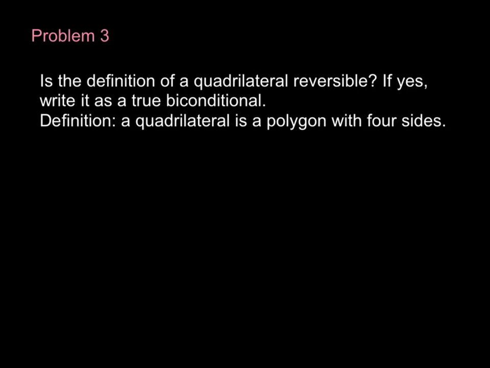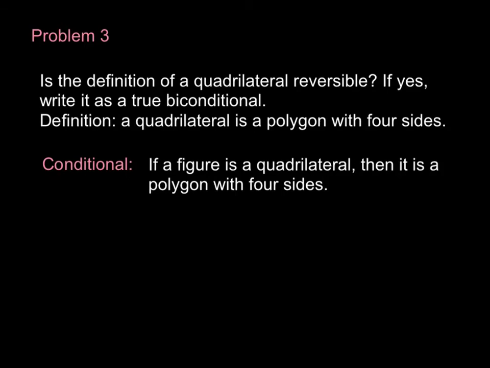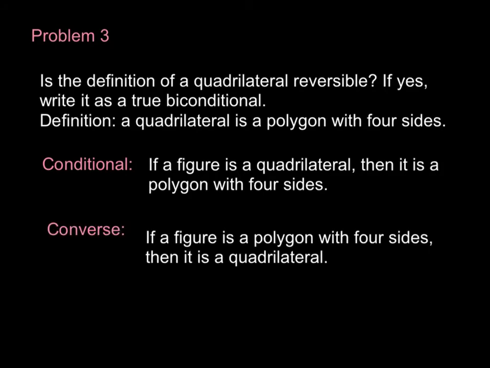Here's problem 3. Is the definition of a quadrilateral reversible? If yes, write it as a true biconditional. Here's your definition. A quadrilateral is a polygon with 4 sides. So let's first write it as a conditional and then as a converse. So our conditional uses if-then. If a figure is a quadrilateral, then it is a polygon with 4 sides. That's our conditional. Can we reverse that into a converse? So our converse would say, if a figure is a polygon with 4 sides, then it is a quadrilateral.